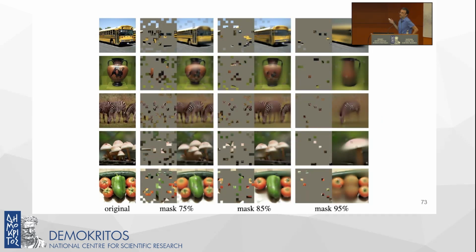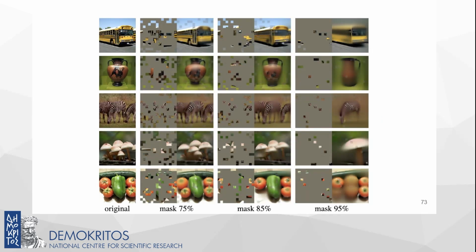Okay, so once you have trained a network like this, you can test it on new images to see what kind of reconstructions it gives. You can see some examples here. On the left is the original image, and you can see some reconstructions for different masking ratios. As you can see, the network is doing a pretty reasonable job of reconstruction.